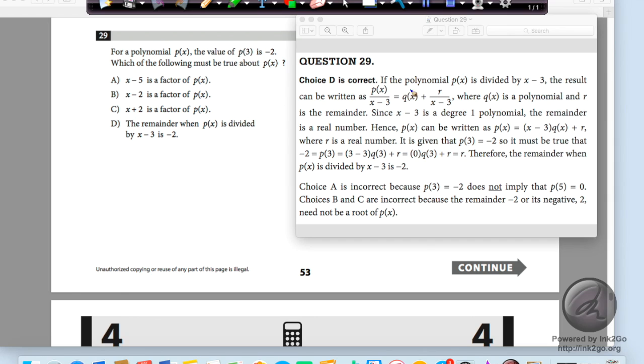So question 29 is, if the polynomial p of x is divided by x minus 3, the result can be written as, and this is the theorem that I'm referring to that can be fairly complicated that you want to go and review, where q of x is a polynomial and r is the remainder. Since x minus 3 is a degree 1 polynomial, the remainder is a real number. Hence, p of x can be written as p of x equals x minus 3 q of x plus r, where r is a real number. Therefore, when eliminating these and solving through, D is going to be your best possible answer.